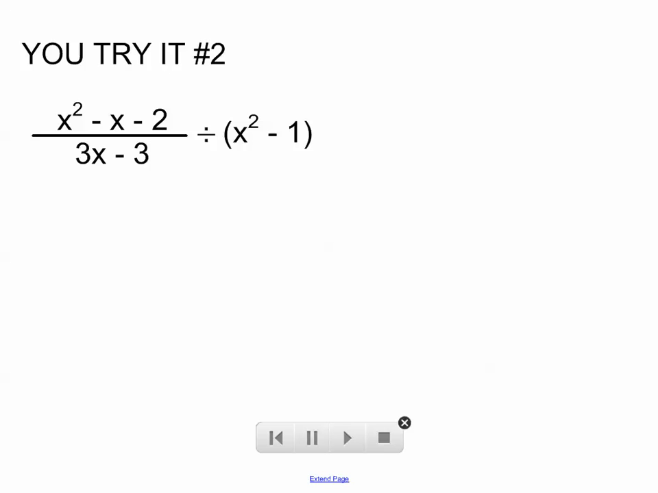One more for you to try. Remember the rule on division. Press pause. When you press play, expect my solution.